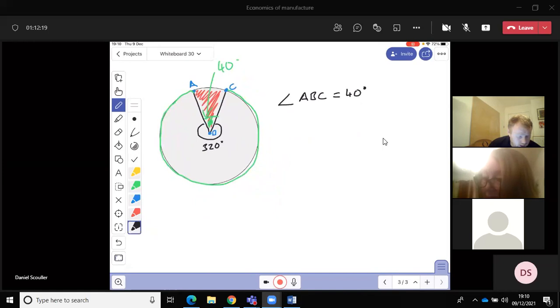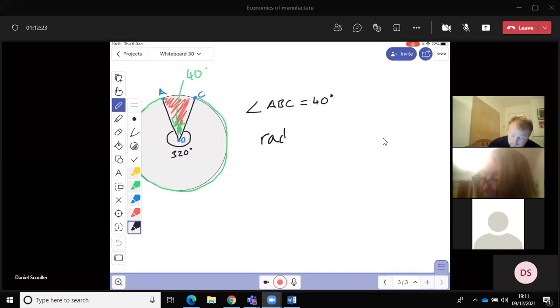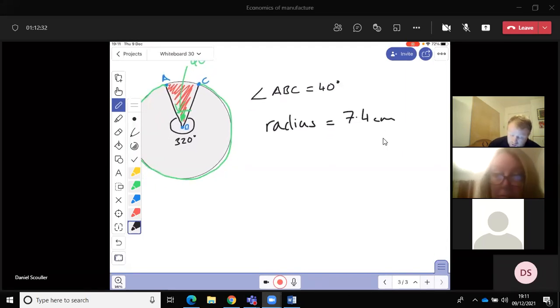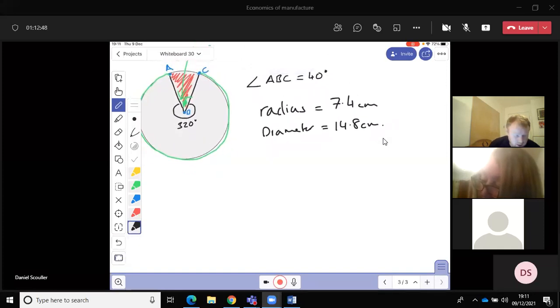What do they give you? They give you the radius. And the radius is 7.4 centimeters. So straight away, diameter, just double the radius, 14.8. Happy with that. So that's as much information as we need to get this done.